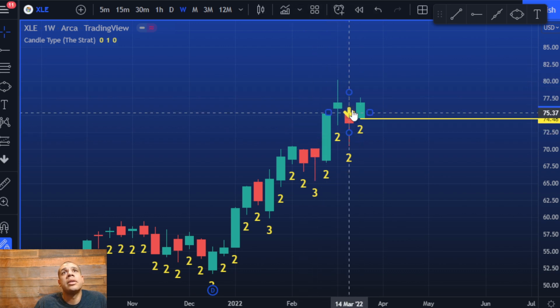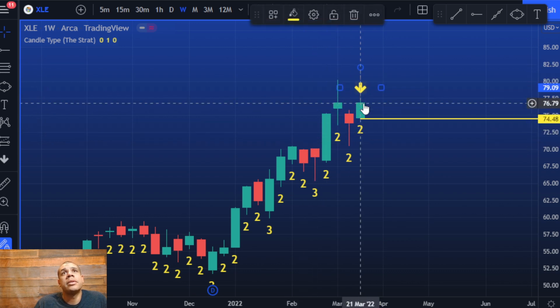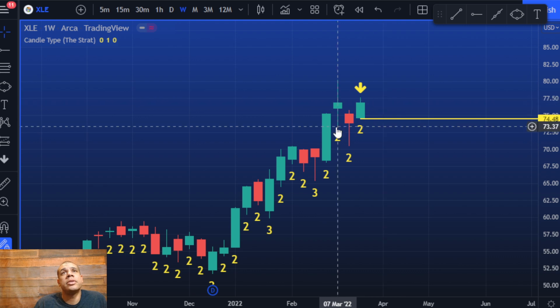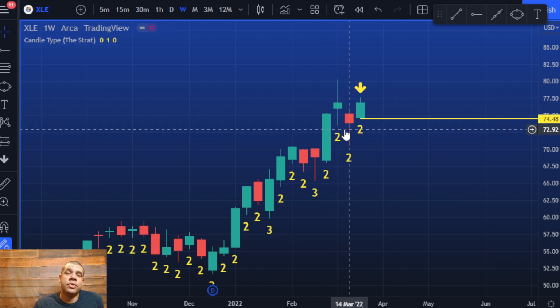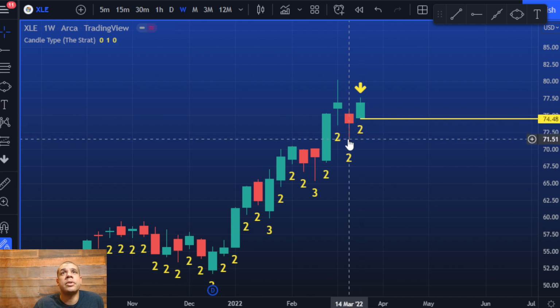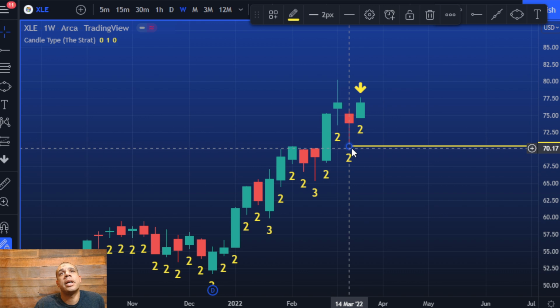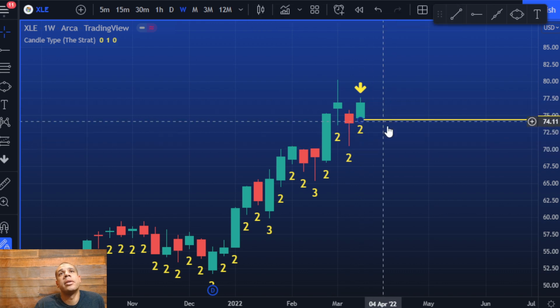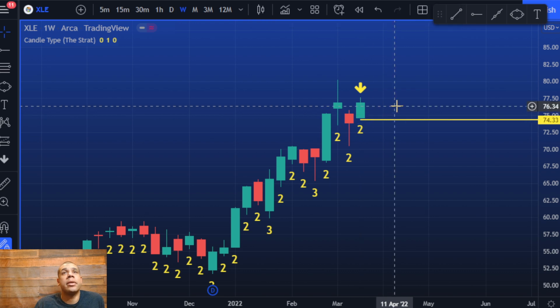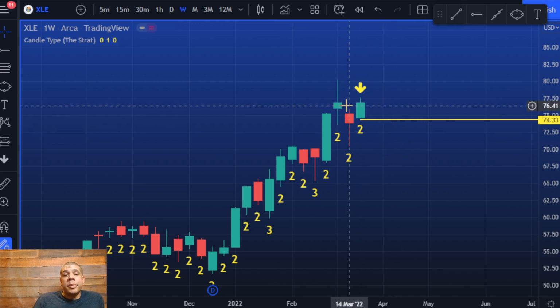Triangle them out. Triangle them out right here. The overall trend is to the upside. 2-2 reversal down, 2-2 reversal back up. I'm putting my stop right here, not down here. Not down here. I'm putting it right here. Putting it right there. That protects me. It protects my account.